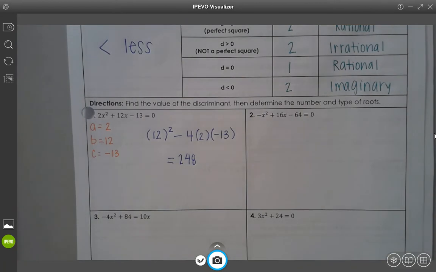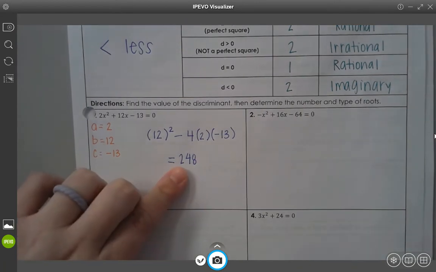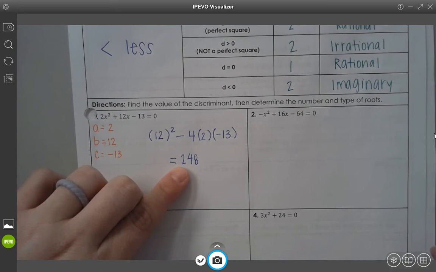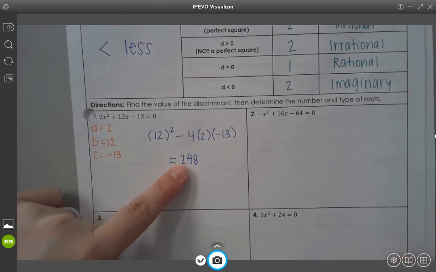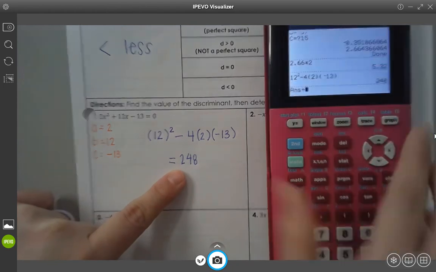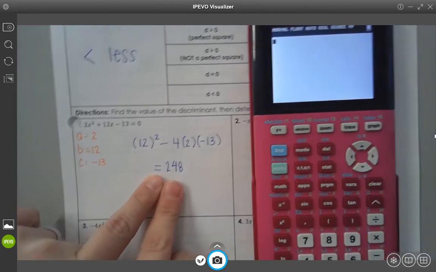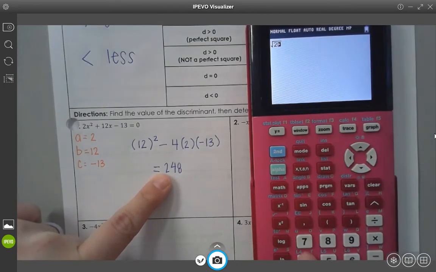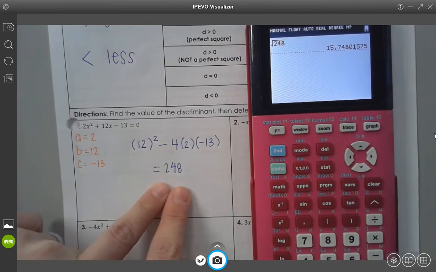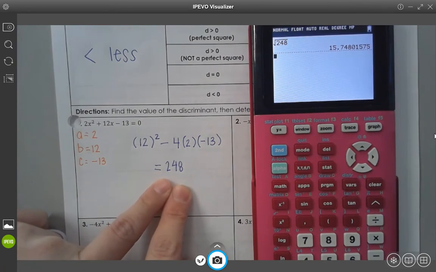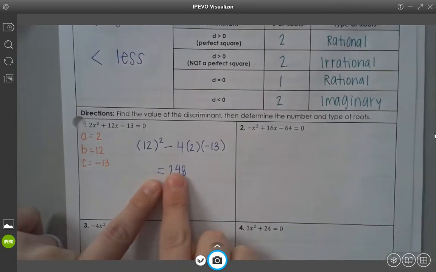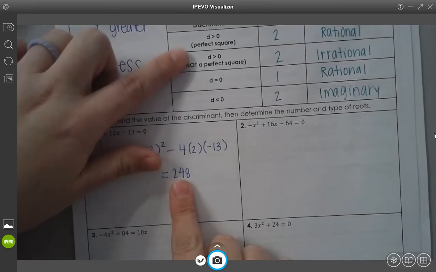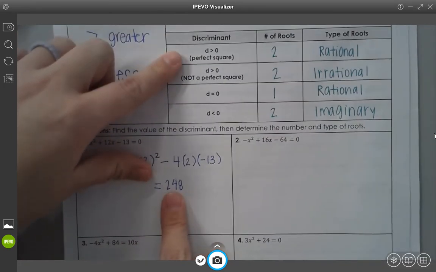If you are not sure if it's a perfect square, so for example, I only have numbers listed up to 144 on the board, and you're not guaranteed that those numbers are actually going to be on the board when you take your test. So if you want to check to see if it's a perfect square, do the square root of 248 and see if you get a whole number. So is 248 a perfect square? No. So let's look back at our chart. 248 is bigger than 0.